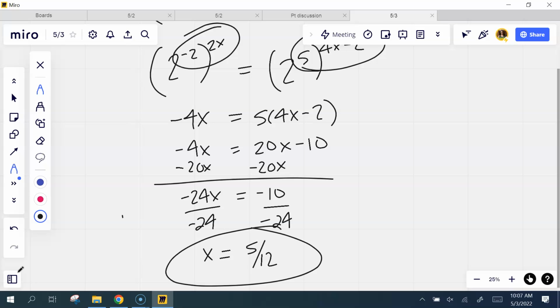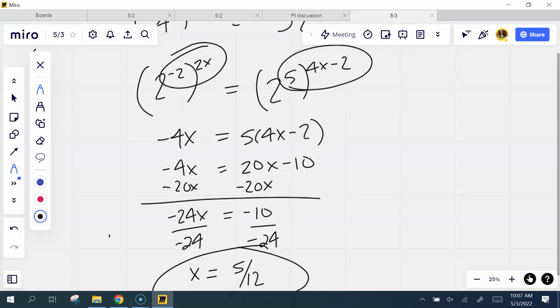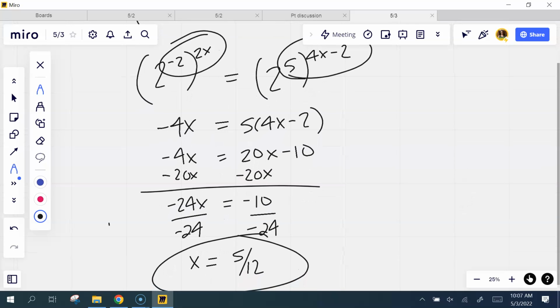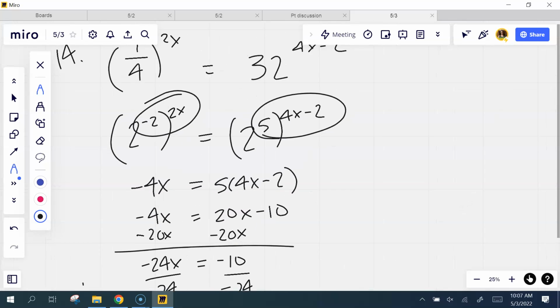It's not 5/12. Which one? Give me one. How about 10? We didn't do 10.